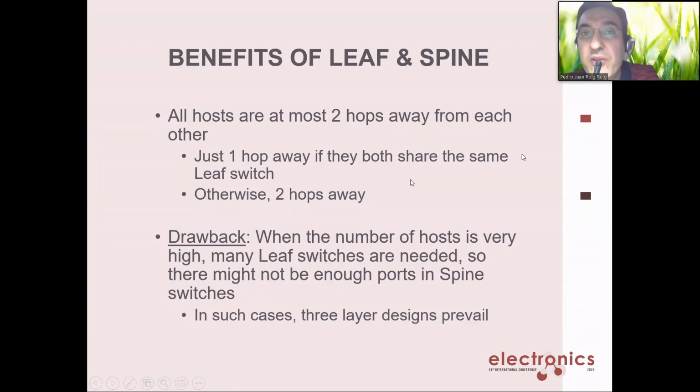Well, benefits of leaf and spine. All hosts are at most 2 hops away from each other, meaning just 1 hop away if they both share the same leaf switch, or otherwise 2 hops away. But here we have a drawback, which is that when the number of hosts is very high, many leaf switches are needed, so there might not be enough ports in spine switches. And in such cases, 3-layer designs prevail.